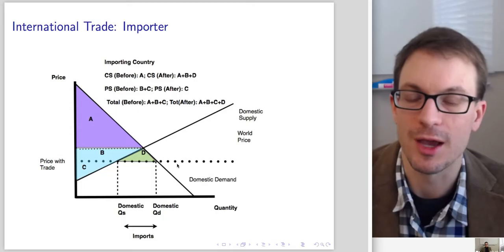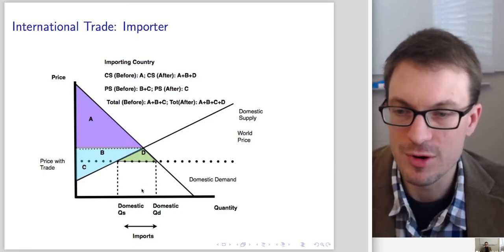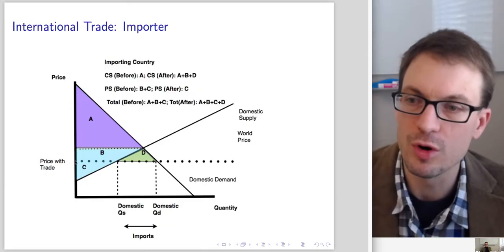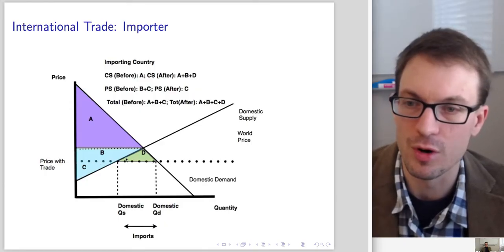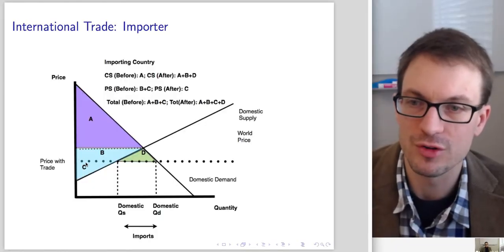All right, so here's the picture. Here's our domestic demand curve. Here's our domestic supply curve. Without trade, the equilibrium quantity is right here. And the equilibrium price would be the domestic price. But look, the world price is lower, indicating the rest of the world has a comparative advantage. Well, this country ought to import.